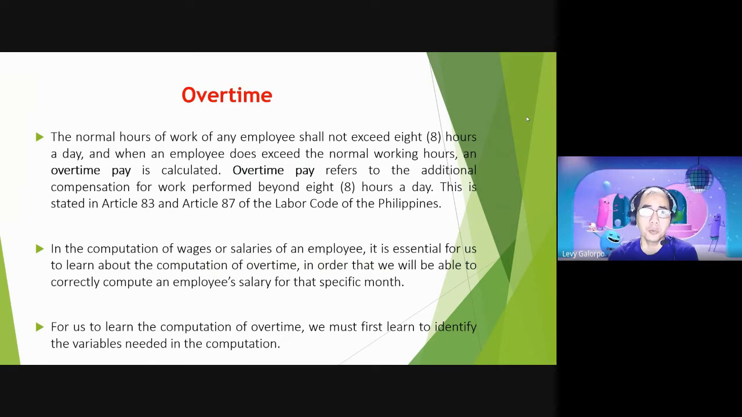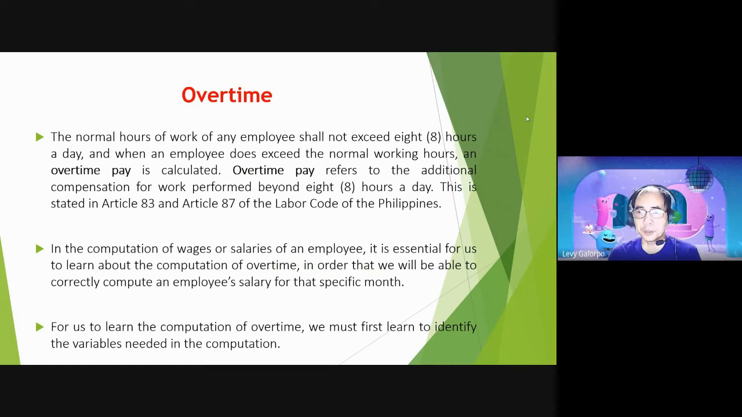So, the normal hours of work of any employee shall not exceed 8 hours a day. And when an employee does exceed the normal working hours, an overtime pay is calculated. So, dun papasok yung overtime beyond 8 hours of work.